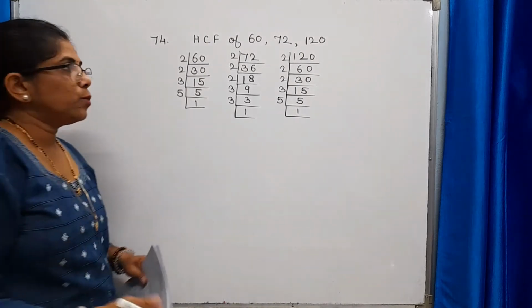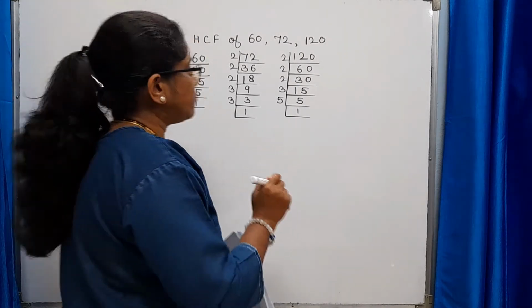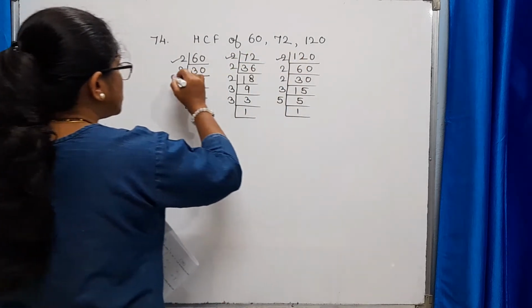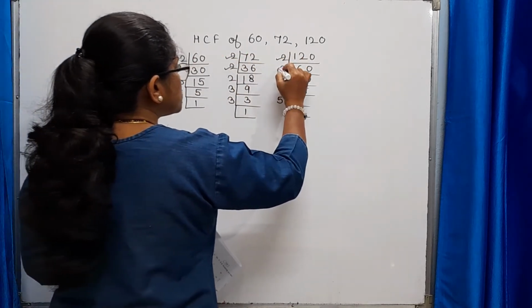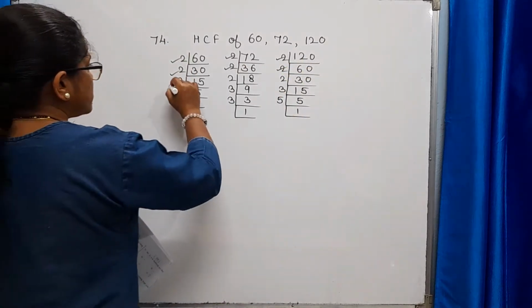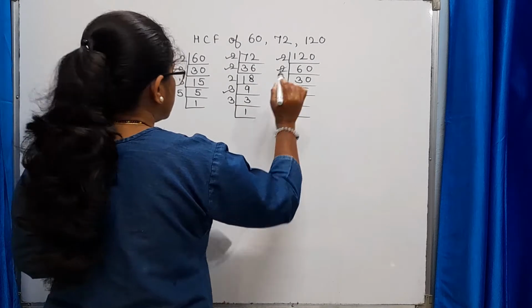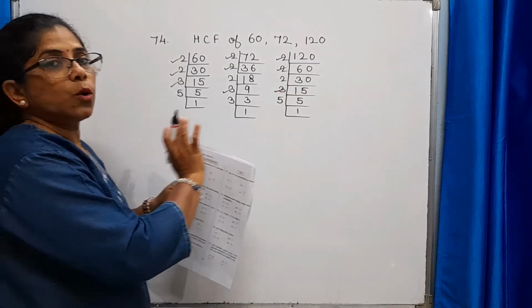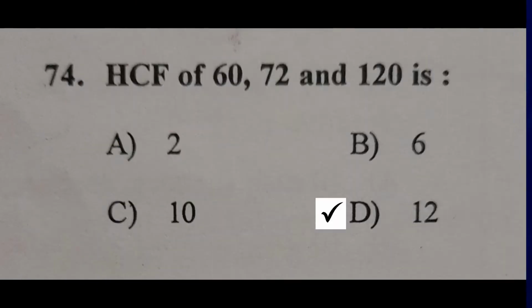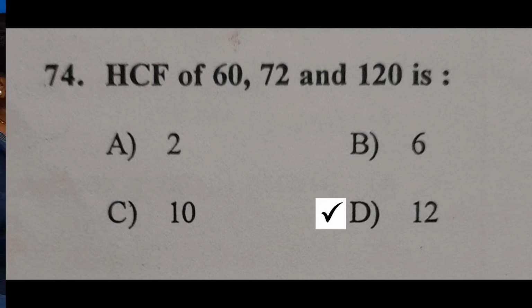Then next what we do? We mark the common factors. Now here 2, 2, 2. Okay, one more 2, 2, 2. Now which is the common factor? 3, 3, 3. So these are the common things in all the three numbers. Then how we find HCF? HCF is 2 into 2 into 3, that is 12.